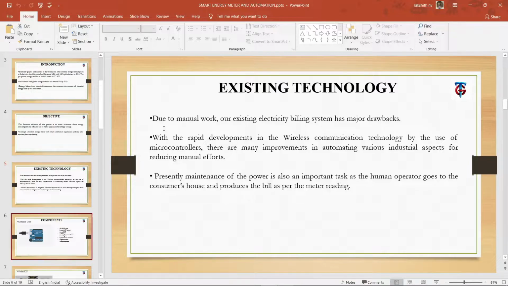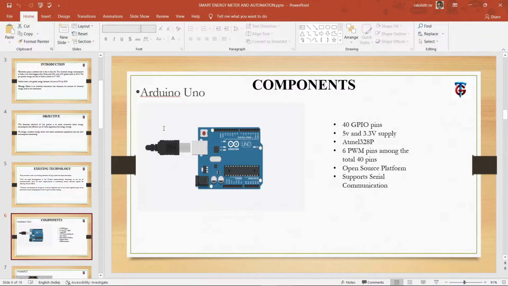So let us see the components required for this project. Firstly is the Arduino Uno. This is the microcontroller we are using for calculation of energy. Just brief specifications: there are 40 GPIO pins. GPIO stands for general purpose input output pins. There are two voltage supply options here, 5 volt and 3.3 volt, and the chip is the Atmel 328P microcontroller in the Arduino Uno board, and there are 6 pulse width modulation pins among the total 40 pins.